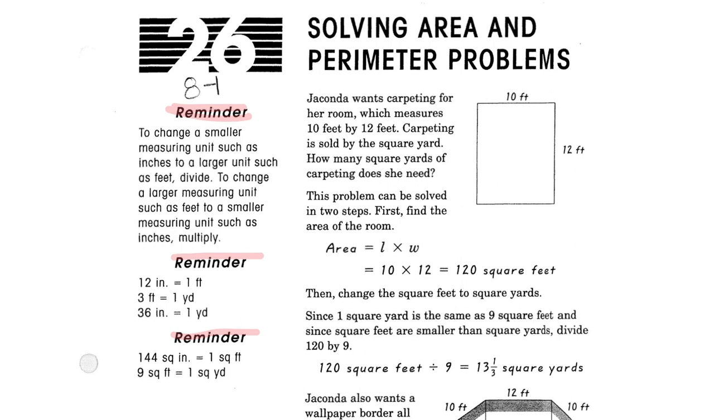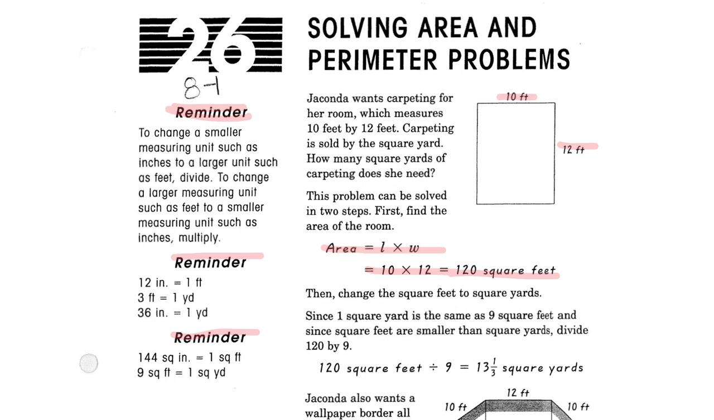So as we are solving these area and perimeter problems, Jaconda wants carpeting for her room, which measures 10 feet by 12 feet. Carpeting is sold by the square yard. How many yards of carpeting does she need? This problem can be solved in 2 steps. First, find the area of the room. And if you remember, area equals length times width. So we're going to take 10 times 12 and get 120 square feet.